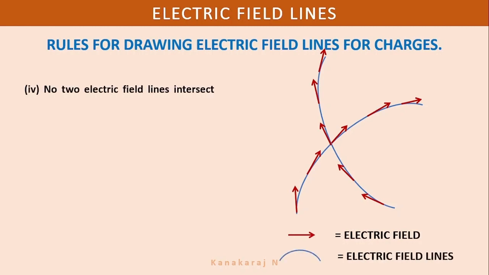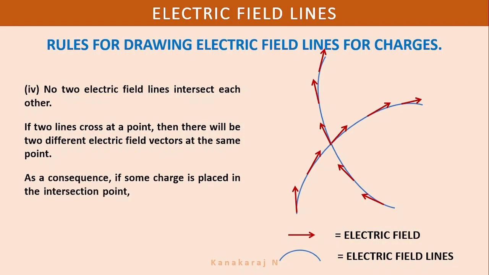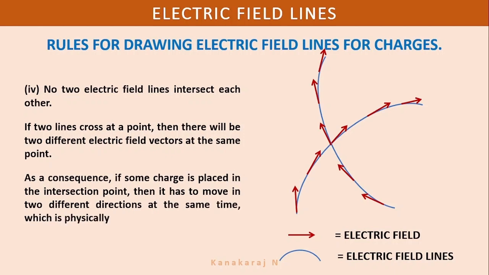No two electric field lines intersect each other. If two lines cross at a point, then there will be two different electric field vectors at the same point. As a consequence, if a charge is placed at the intersection point, then it has to move in two different directions at the same time, which is physically impossible. Hence, electric field lines do not intersect.